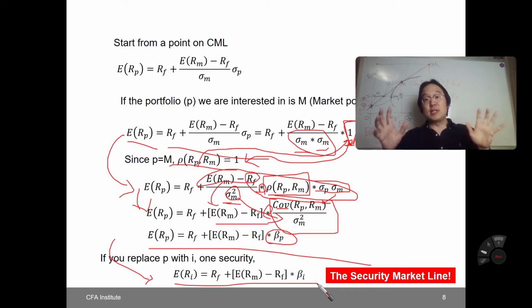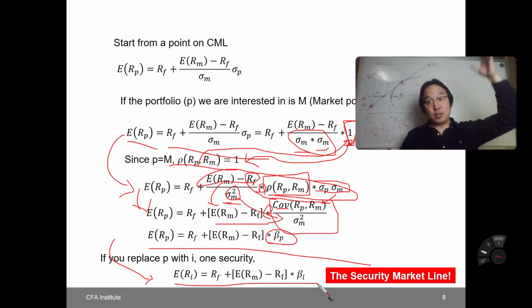So this is the equation of the security market line. Why not the capital market line? The capital market line was about portfolio level discussion. Here it's about security level discussion. One single stock. So that's the security market line. We're going to talk about it a lot more in detail.